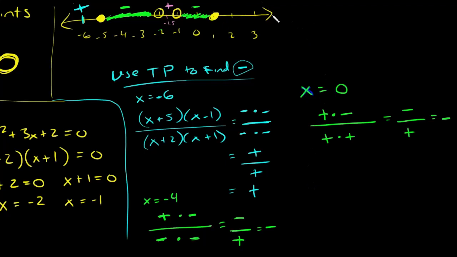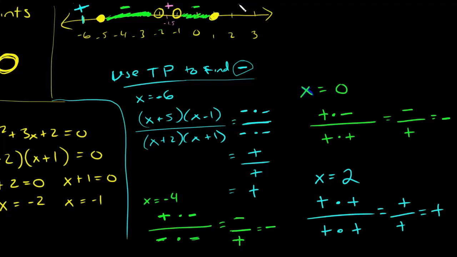Lastly, I just need a test point somewhere over here. I could choose 2 or 3. I'll go ahead and choose x equals 2. Plugging in x equals 2, 2 plus 5 is 7, so that's a positive number. 2 minus 1 is 1, a positive number. 2 plus 2 is 4, so that's positive. And 2 plus 1 is 3, which is also positive. So what do I have? I have positive divided by positive, which is a positive number. So over here I would be positive, so that's not part of the solution.